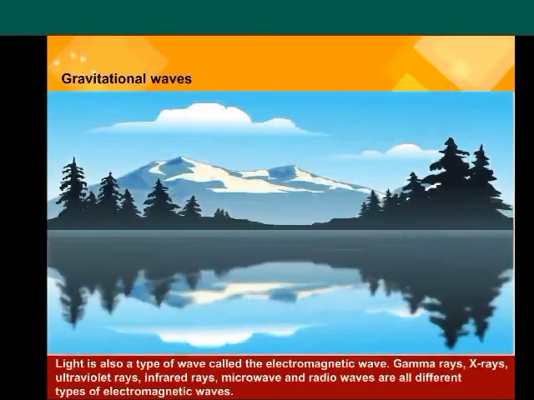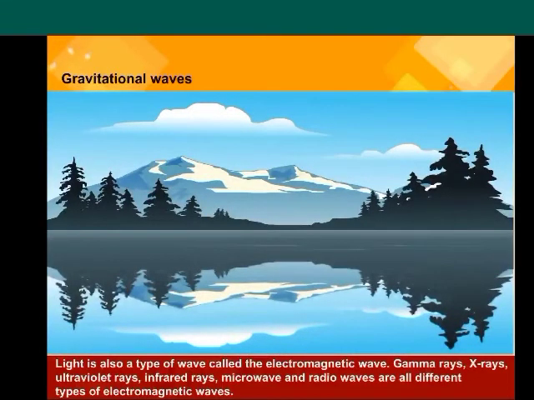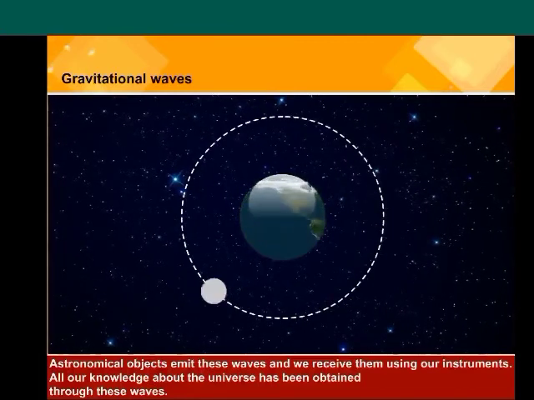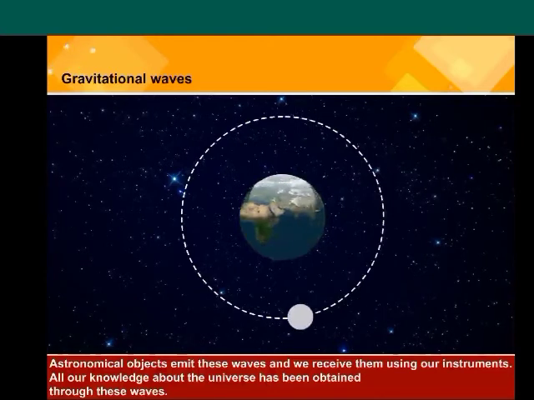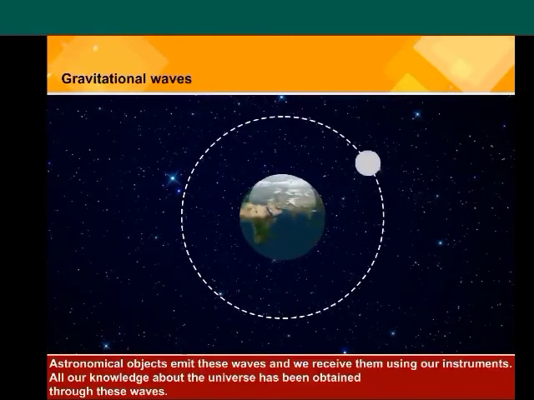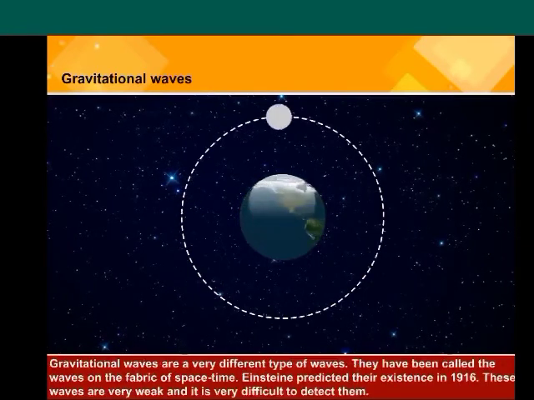Light is also a type of wave called the electromagnetic wave. Gamma rays, X-rays, ultraviolet rays, infrared rays, microwave and radio waves are all different types of electromagnetic waves. Astronomical objects emit these waves and we receive them using our instruments. All our knowledge about the universe has been obtained through these waves.